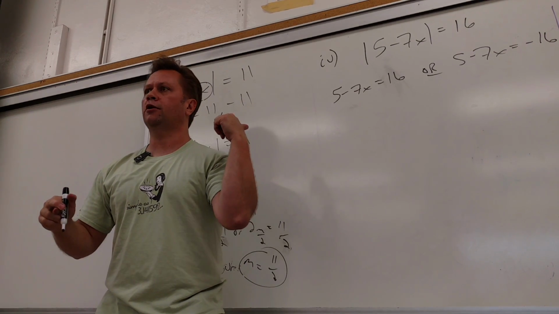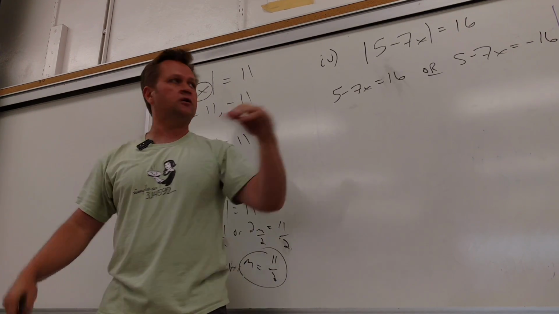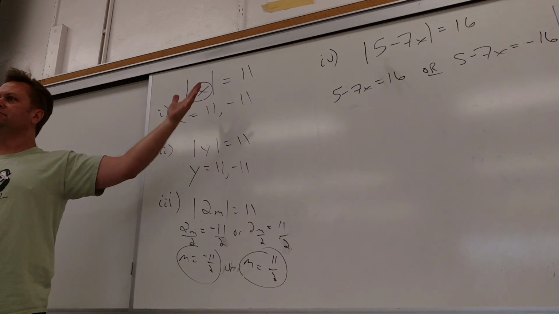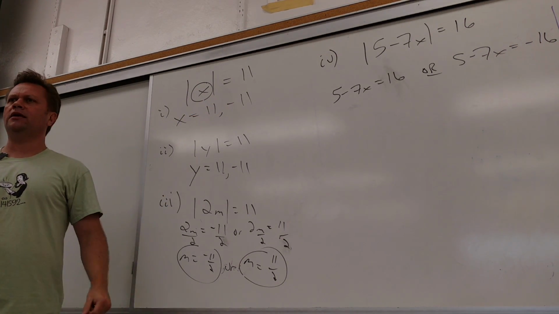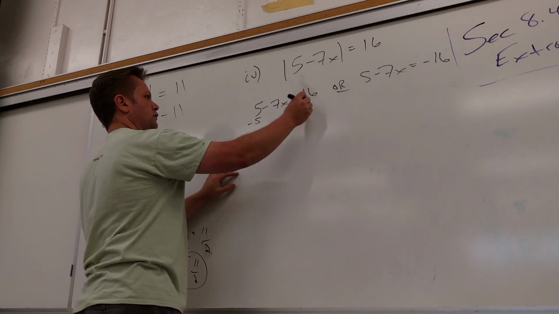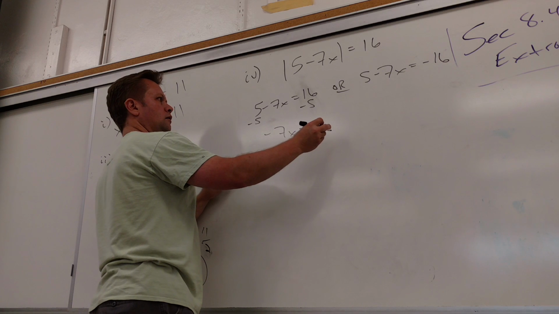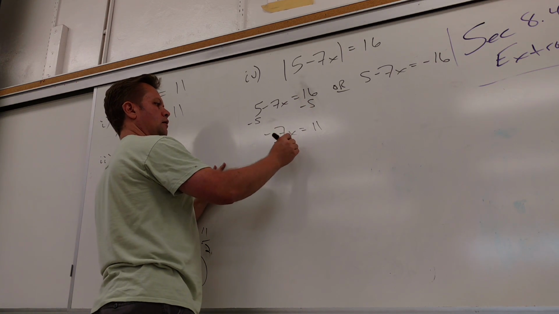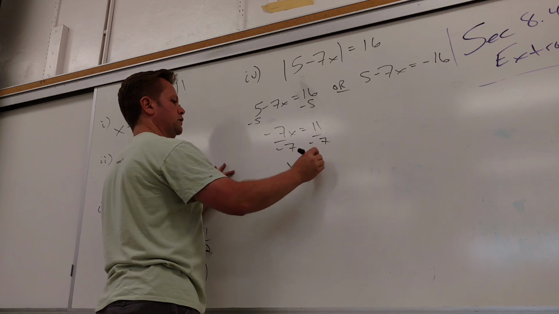I don't stop here, though. That's the only difference. I don't just stop here. I got to figure out what x is. Here, I'm done. There. So what do I do? All right, minus 5. Divide by negative 7. x equals negative 11 sevenths.